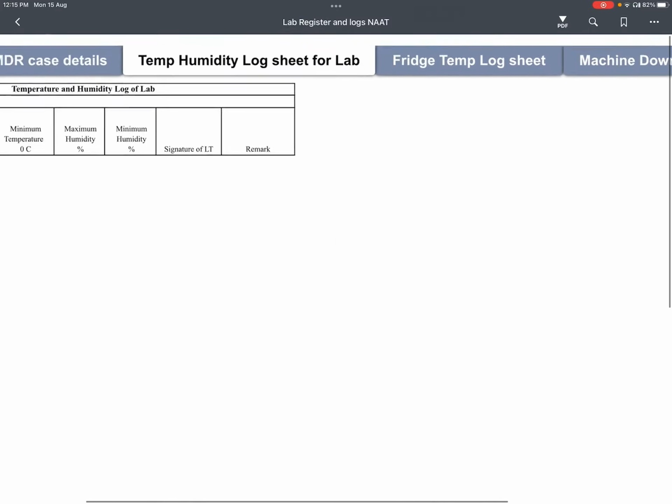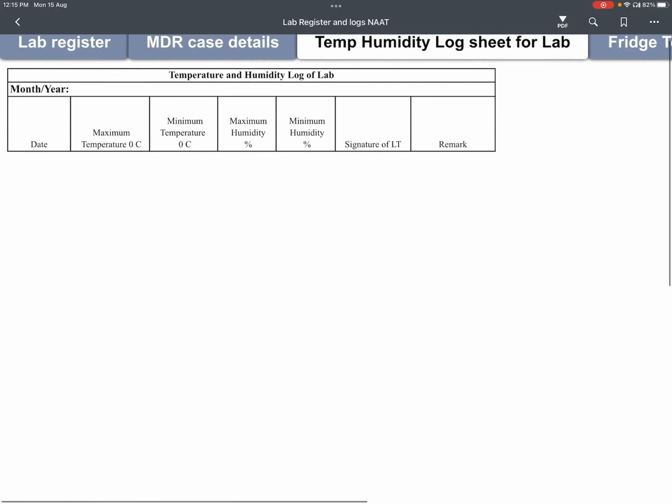Now we have temperature. At a TrueNat site, you know there is a particular range of temperature and humidity in which any machine works properly. Especially this is important for GeneXpert, so you know AC has to be there.